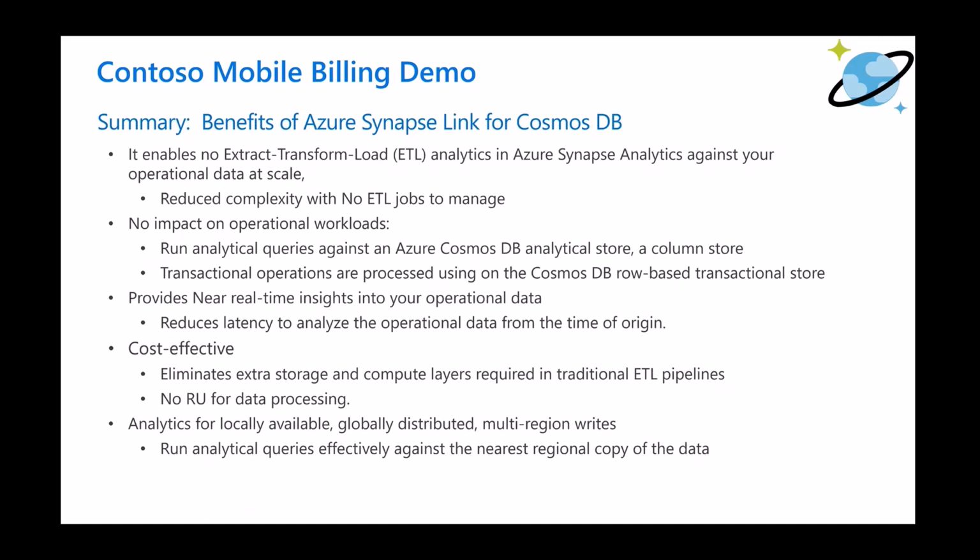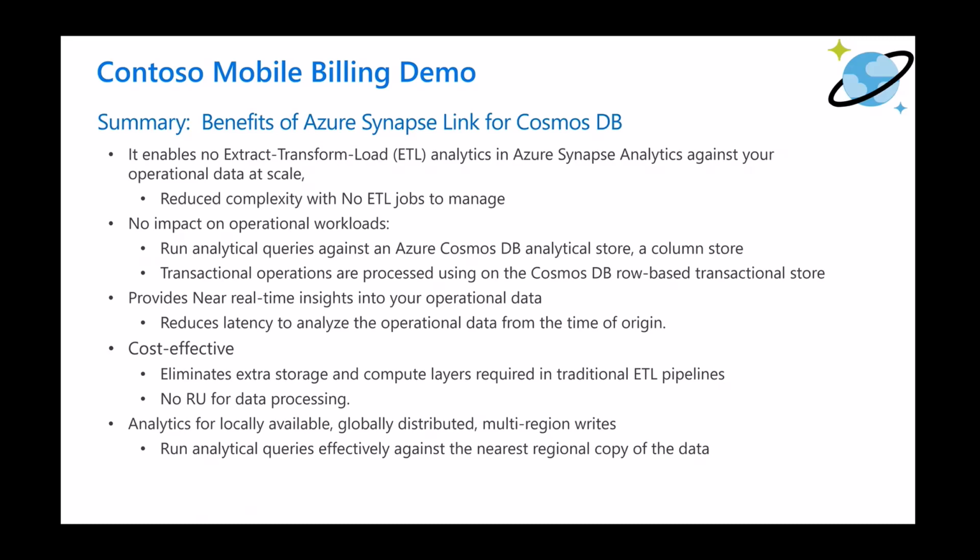The cost of operation is very low because we don't use RUs for the analytical store. RUs are only used by the transactional store. All the compute and storage used by Synapse is cheap, so you are able to do your work at a much cheaper cost. Also, there are multiple tables, and you could do joins in the analytical store, which is not possible in the Cosmos DB transactional store.